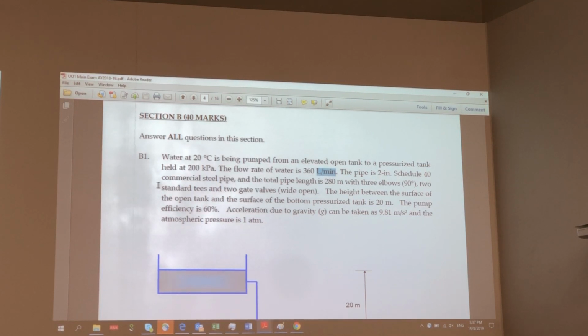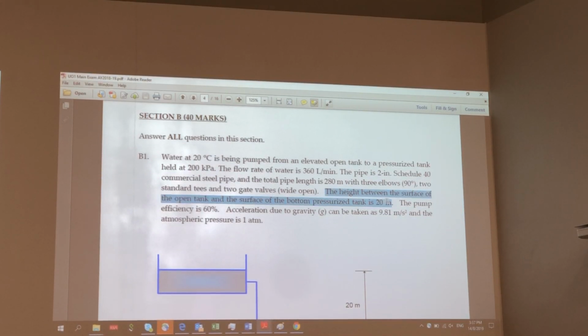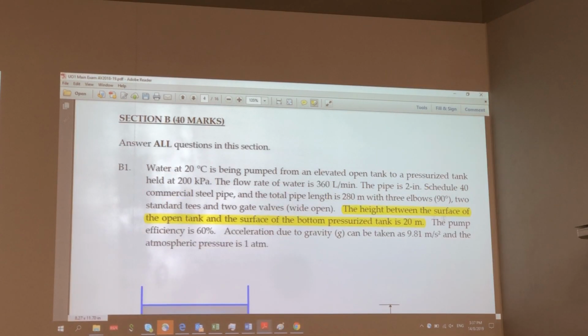Then the pipe size is given. For this schedule, you need to use the pipe table to find the actual diameter. And for the elbows, already given 90 degrees. For the valves, also very nicely given, wide open, right? So you should follow this. What else? Please take note. Everybody, you need to follow this. I purposely highlight this because this sentence is very important.